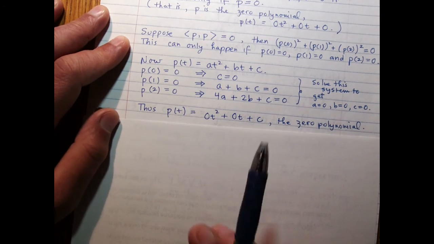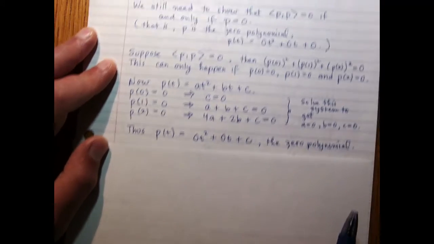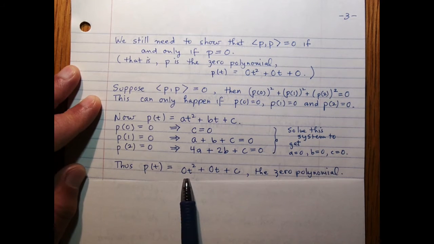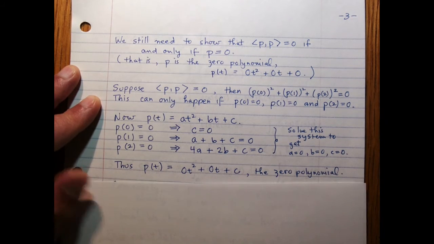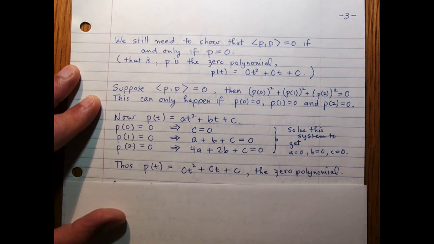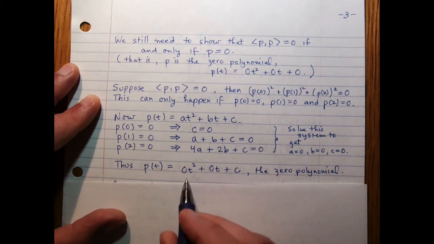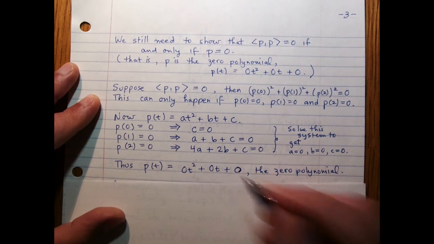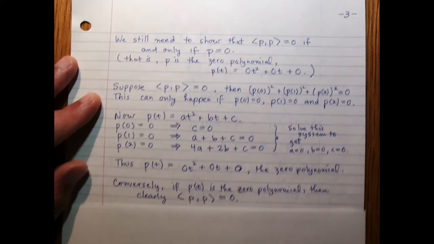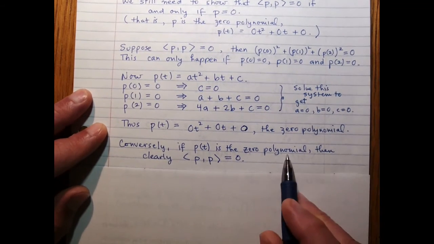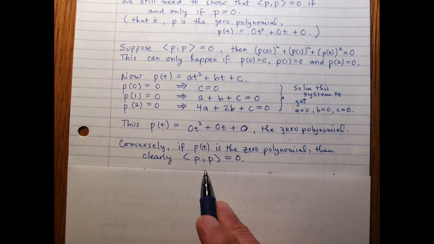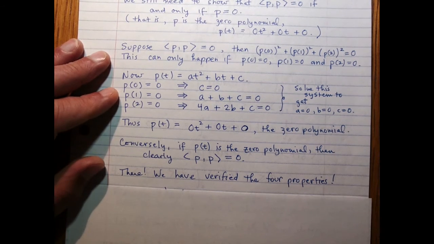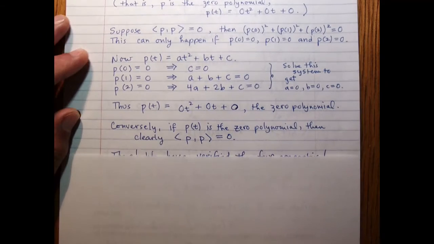So it turns out that the only way the inner product of a polynomial with itself can turn out to be 0 is if it actually is the 0 polynomial. And I just noticed I have a little bit of a typo here. It's 0t squared plus 0t plus 0 is the 0 polynomial. And conversely, if you start out with the 0 polynomial, it's easy to verify that the inner product with itself is 0. So we have verified the four properties for that situation.